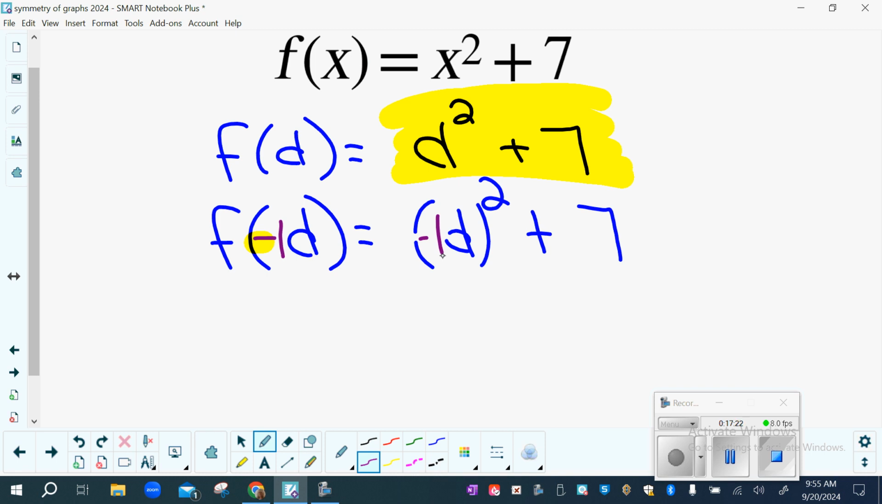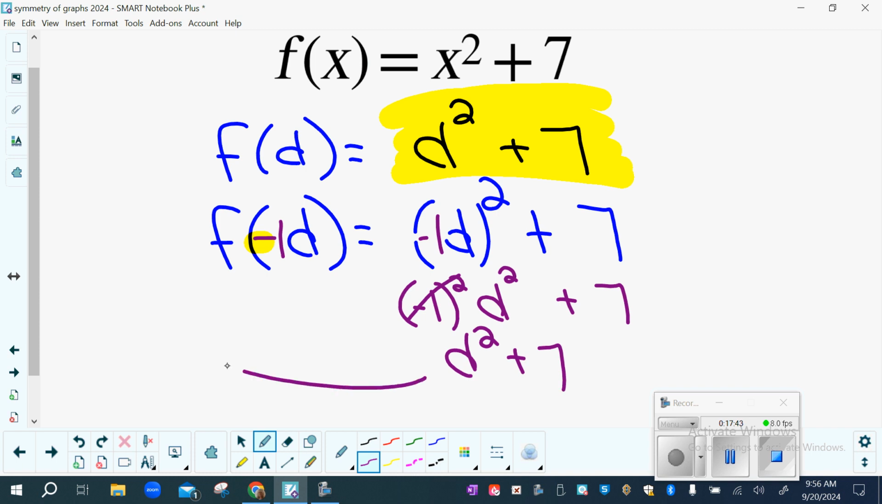And here's why I do this. Because what I'm going to do is this: -1 squared D squared plus 7. Is everybody okay with that? What happens when I do -1 times -1? It's 1. It goes away. It's just gone. I'm left with D squared plus 7. That's what I wanted. I have an easier time seeing these with the -1.